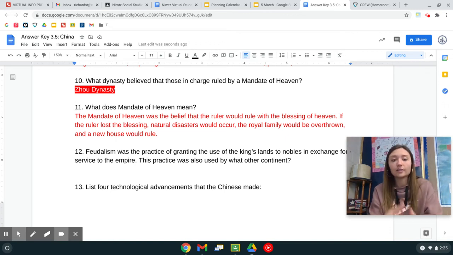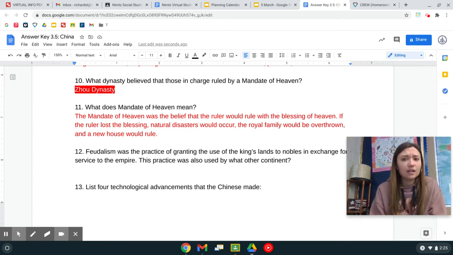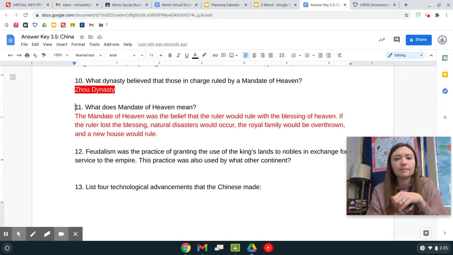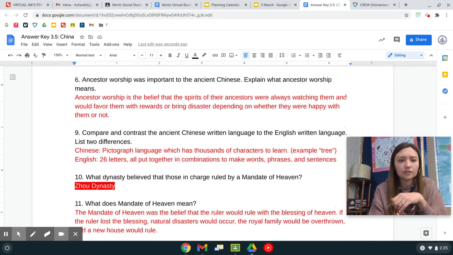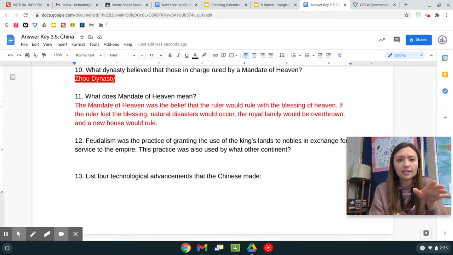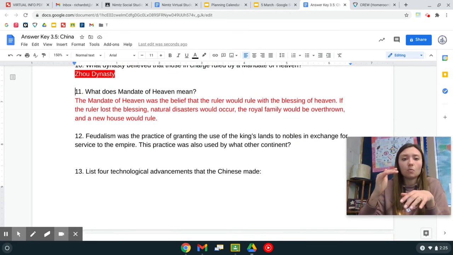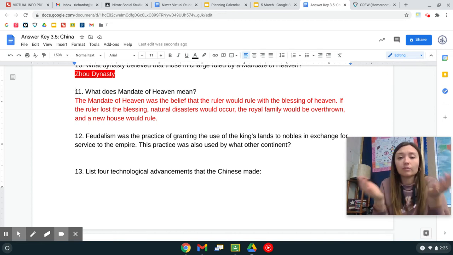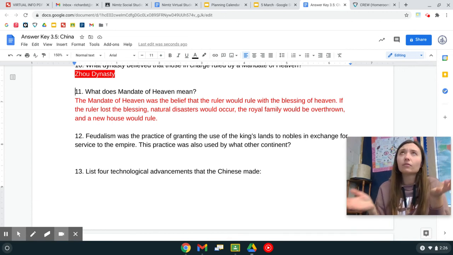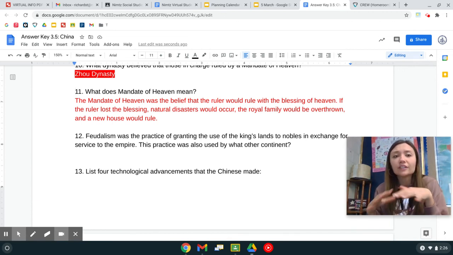Okay, if the ruler lost the blessing, natural disasters would occur, the royal family would be overthrown, and a new house would rule. So the mandate of heaven was very similar to the idea of ancestor worship. Okay, so it's the same idea where heaven was watching you as a ruler, and if the ruler ruled with the blessing of heaven, then it would be really good. It would be awesome. Life would be great. Everything would be going very smoothly.